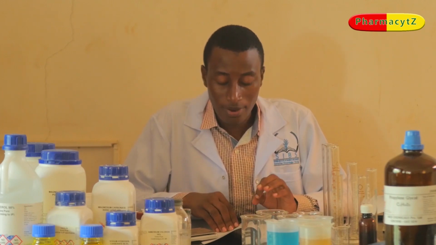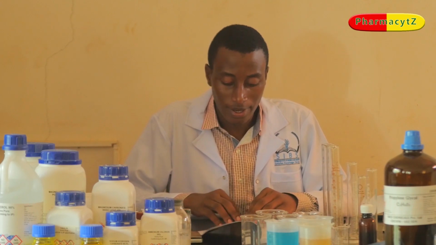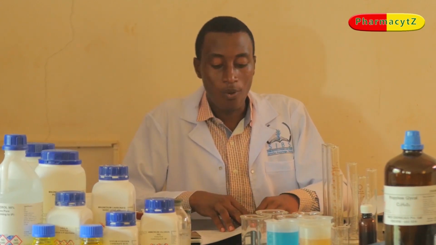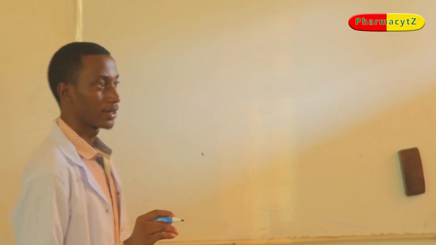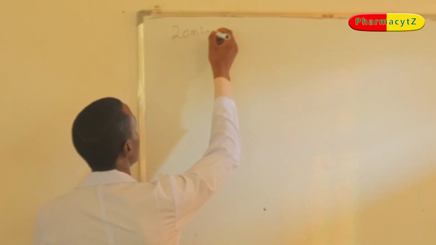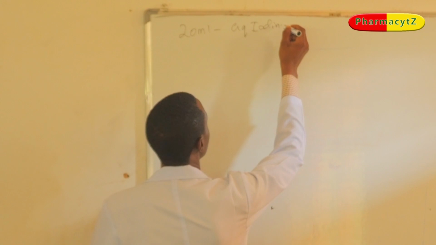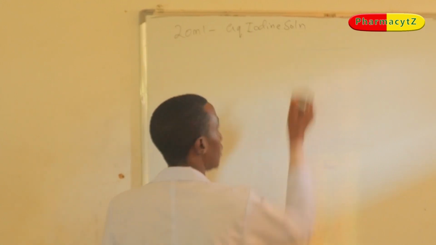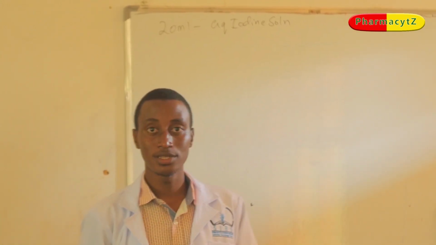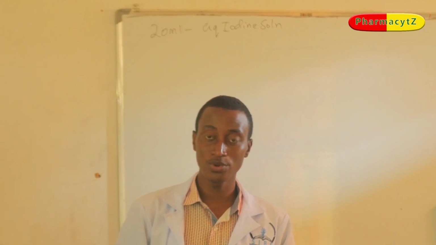There are three ingredients: iodine crystals, potassium iodide, and purified water, which is freshly boiled and cooled. But in order to make it, you first need to get the required amounts. Suppose we are making 20 ml of aqueous iodine solution. As I said before, you need to obtain the official formula from the reference book.